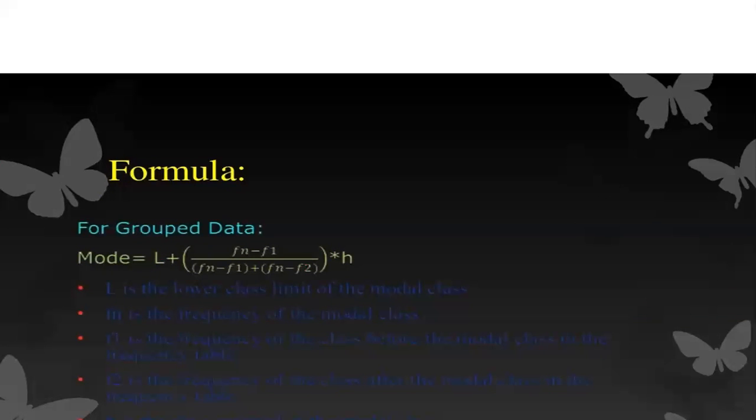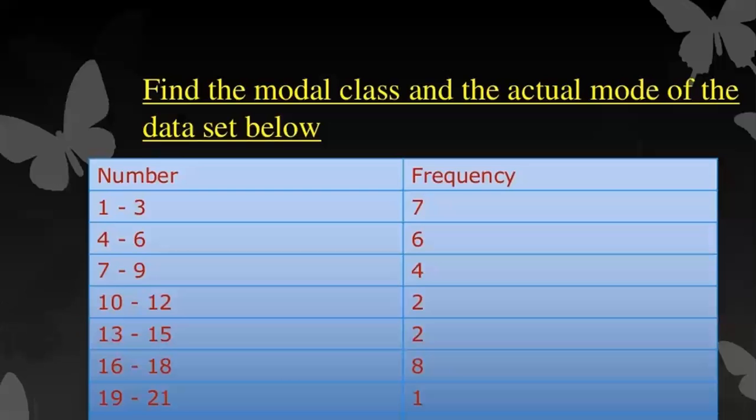So L1 is the lower limit of the modal class, f1 is the frequency of the modal class, f0 is the frequency of the class preceding the modal class, f2 is the frequency of the class succeeding the modal class, and i equals the class interval of the modal class. So these are the main formulas for this.